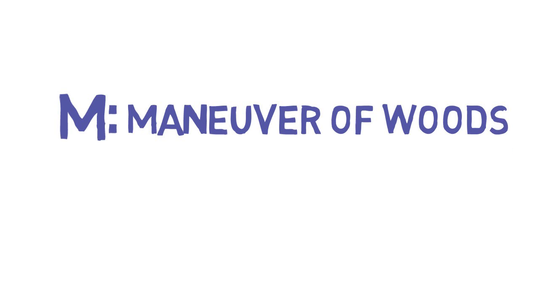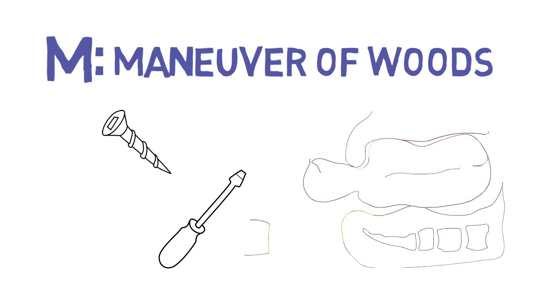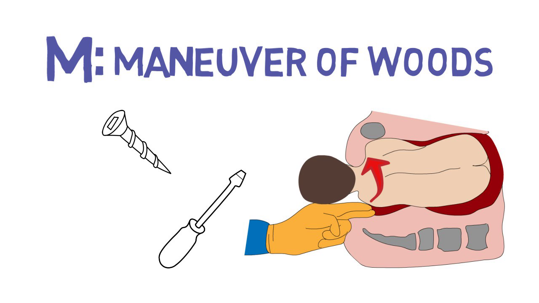M stands for maneuver of Woods. This is also called the screw maneuver because you try to rotate the fetus or unscrew it by putting pressure on the clavicle of the posterior shoulder and rotating it until it becomes anterior. If none of these maneuvers work, E stands for episiotomy and can be considered.